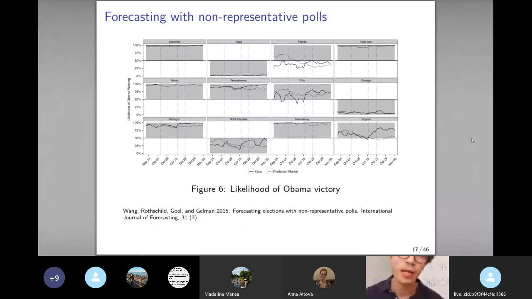So here you can see the dotted line being the prediction from other sources, so markets, betting agencies, compared to the Xbox prediction. In this case, they fit quite well. And this is a good paper, I think, to start thinking of these ways in which we can address bias.